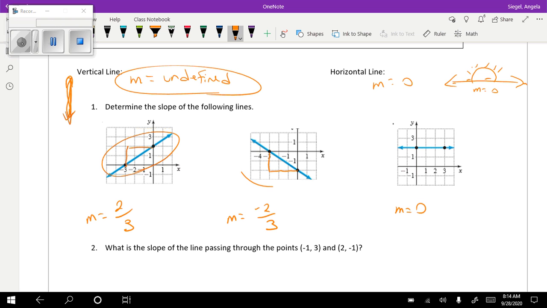Okay, so notice this one is negative. That was the first thing that was sticking out to me, so I made that negative. And same thing, went down 2 over 3. This is what I was talking about here, so that slope is 0.